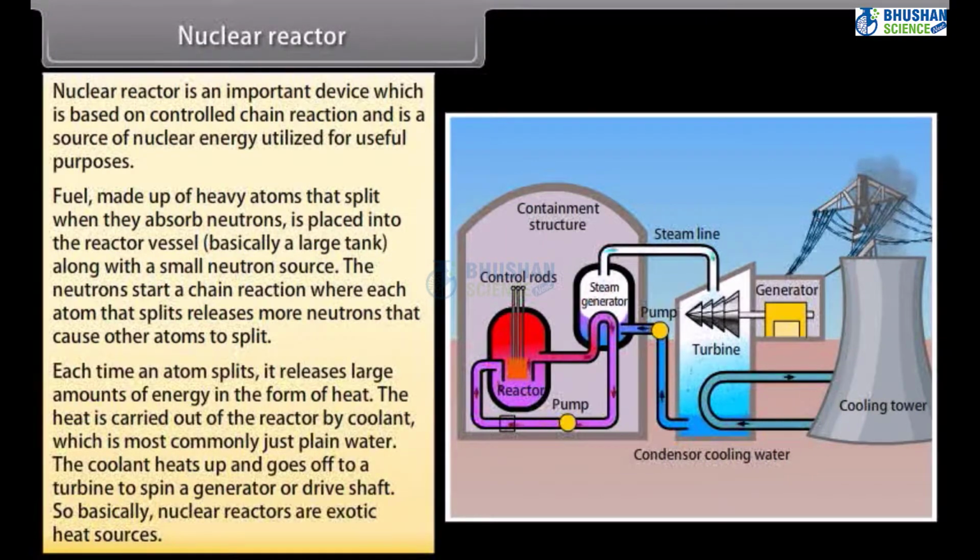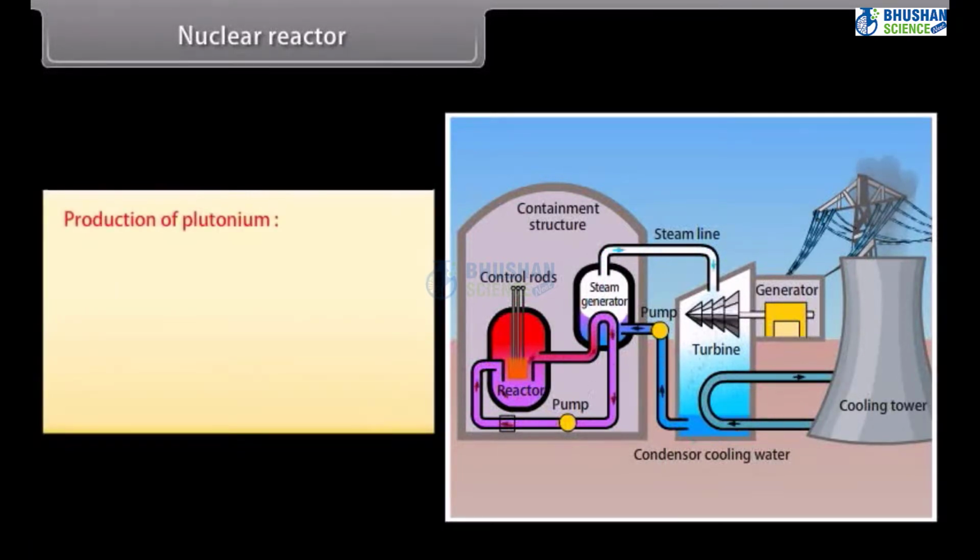Each time an atom splits, it releases a large amount of energy in the form of heat. The heat is carried out of the reactor by coolant, which is most commonly just plain water. The coolant heats up and goes off to a turbine to spin a generator or drive shaft. So basically, nuclear reactors are exotic heat sources.